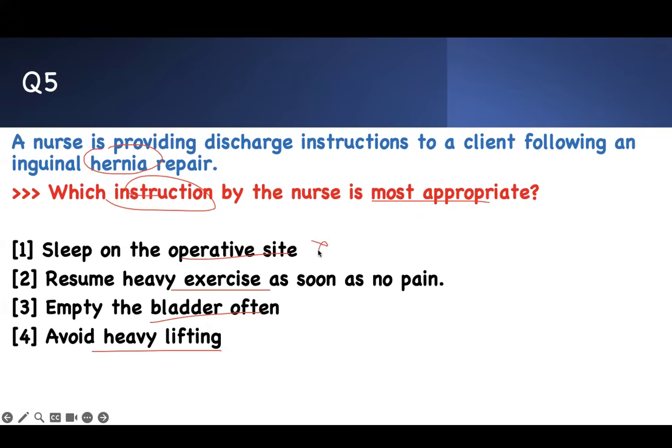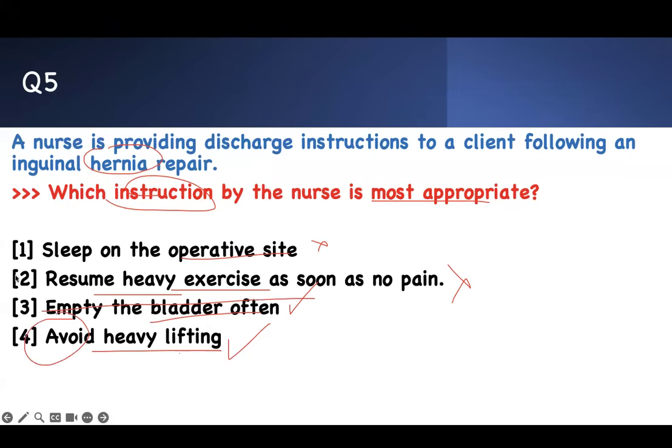Sleeping on the operative side is not a good idea. It's going to cause more pain. Resuming heavy exercise is going to increase intra-abdominal pressure, so we should not tell them to do that. Emptying their bladder, yes, it will increase that, right? Avoid heavy lifting will do that. But which one has the direct effect? Heavy lifting is direct. Avoiding emptying your bladder often is not direct. You just encourage them, when you feel your bladder getting distended, go empty it. Therefore, 3 is not the best answer.